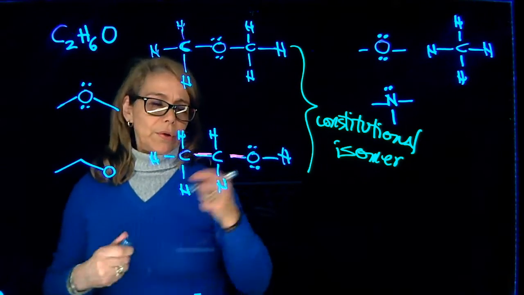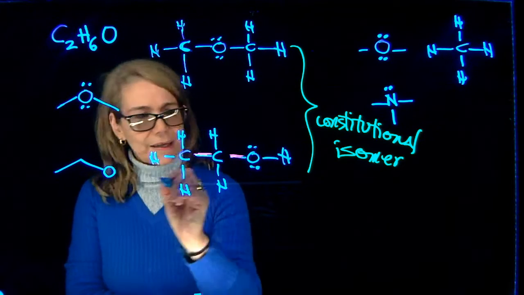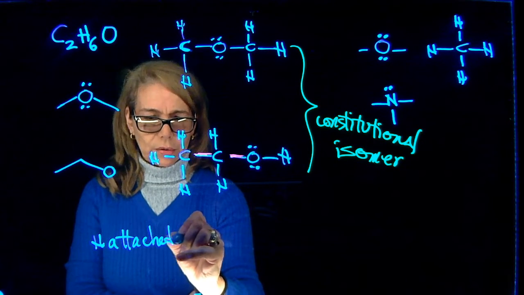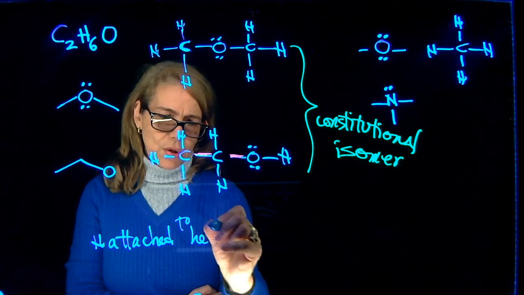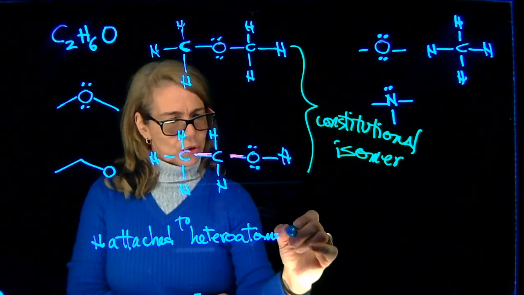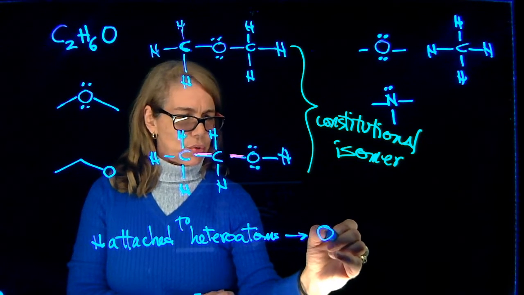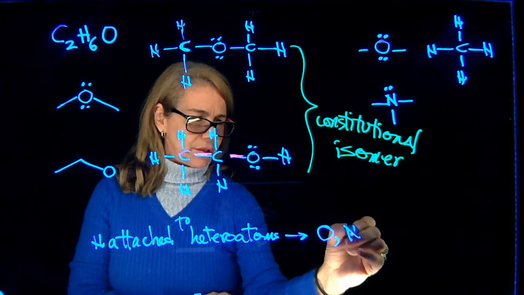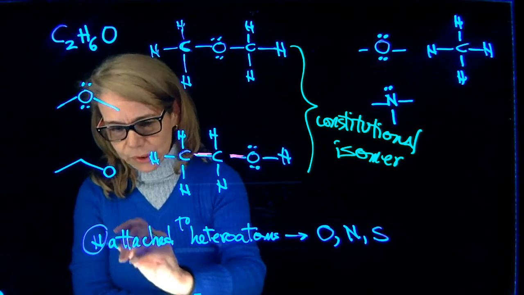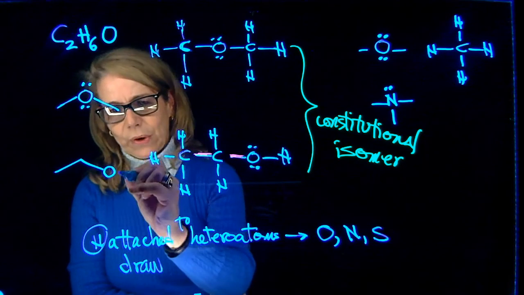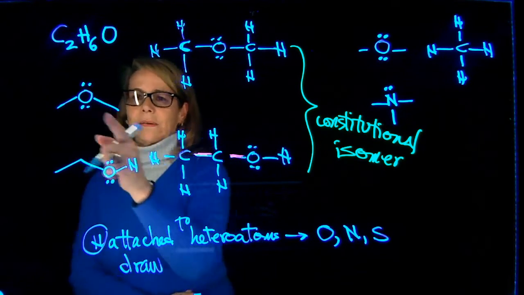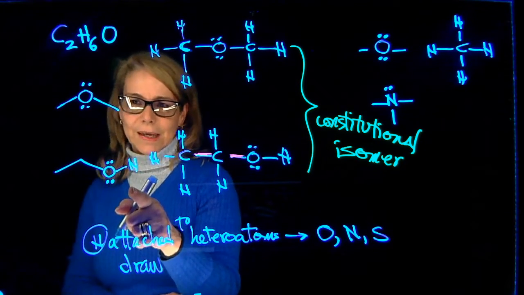Now, when you have hydrogens attached to what we call heteroatoms, so different than carbon, for example, bonded to oxygen, bonded to nitrogen, sulfur, those are different than carbons. Those hydrogens we are going to draw. So I need to add this to complete the line structure. So this is dimethyl ether and this is ethanol.